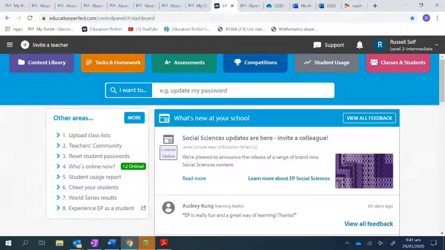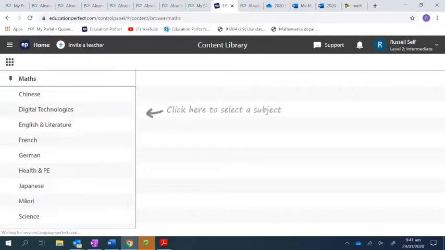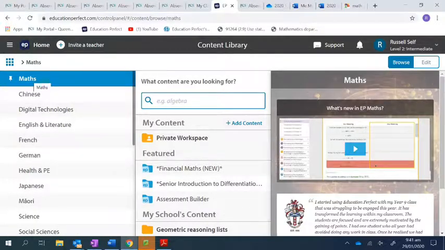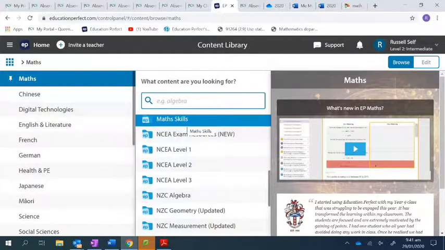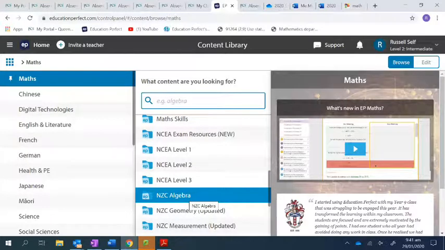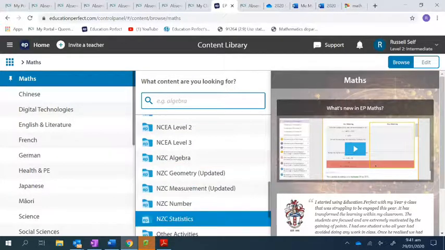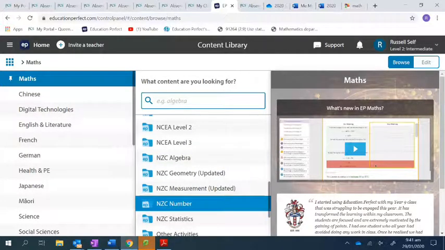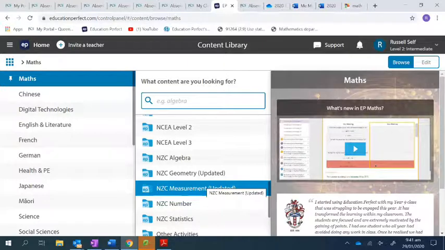Now, you have access in Education Perfect to every level of mathematics from junior school all the way to the senior school. And it's all in the content library. You'll see a section labeled Maths, and here it is. There's the skills, there's the NCEA, which is the senior level. NZC means the New Zealand curriculum, so this is where we'll be working, right? And there are different levels. At year 7, you're expected to be working around a level 4. So that's where we're going to focus, on level 4.